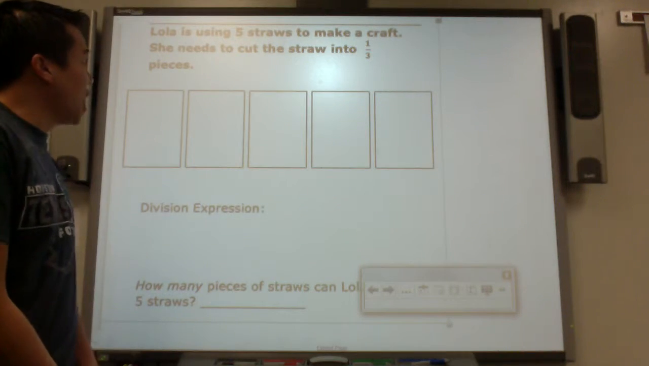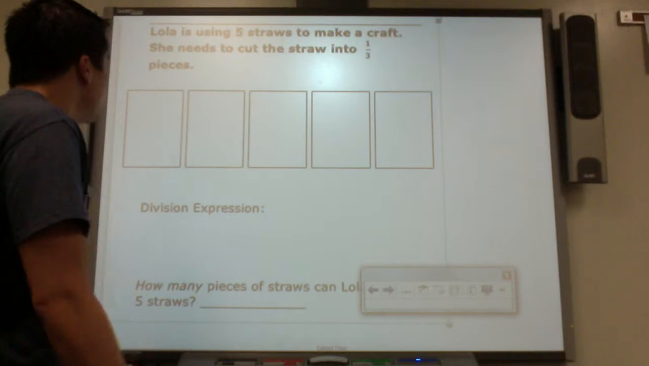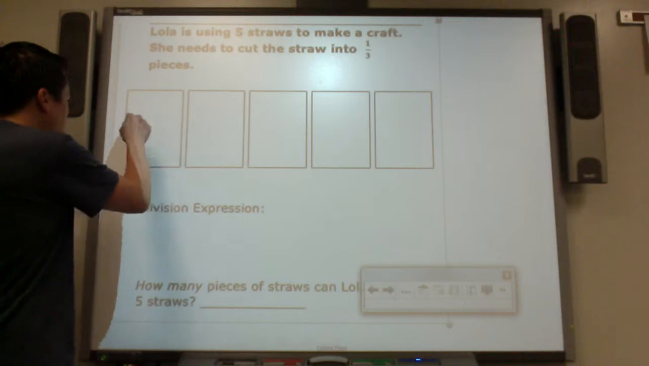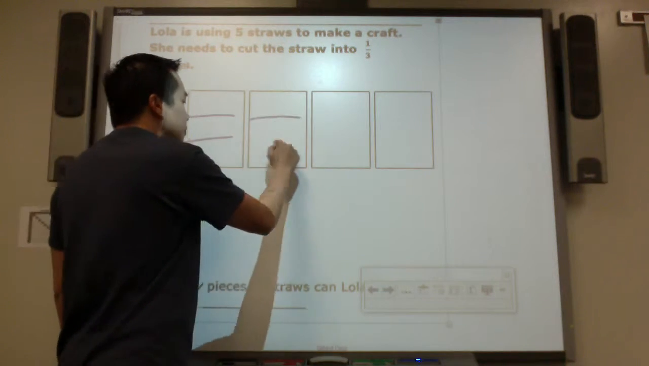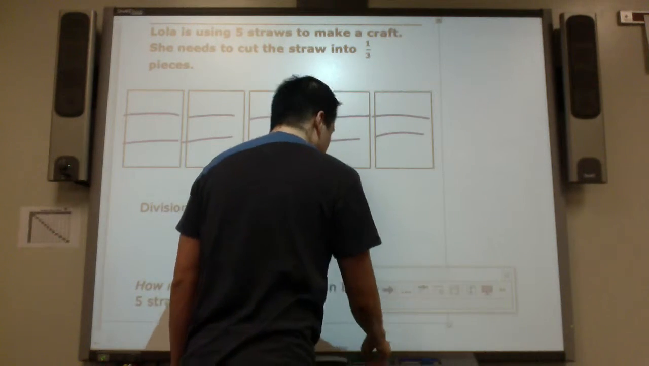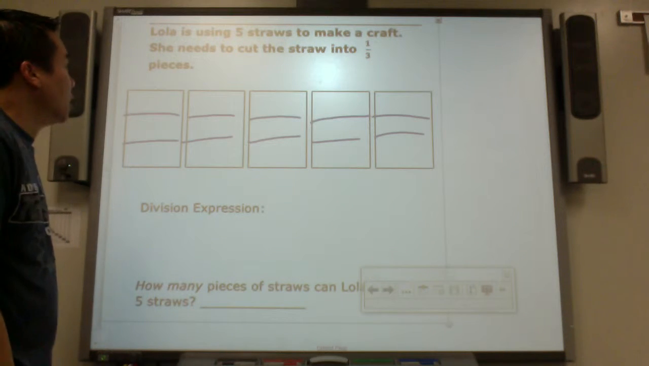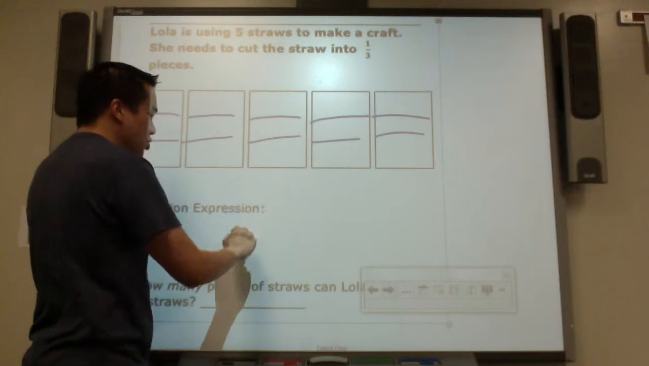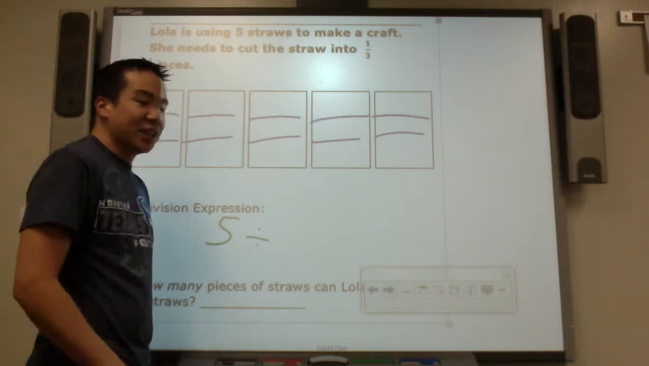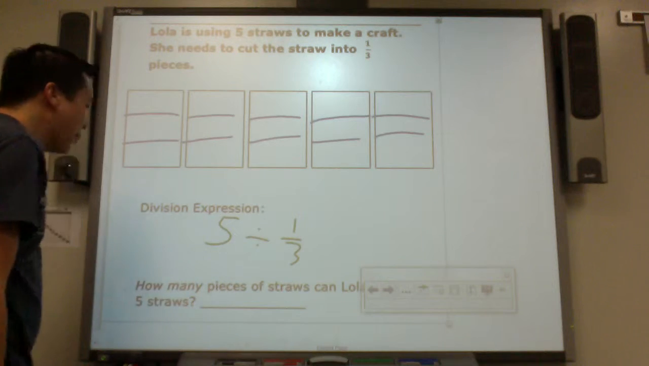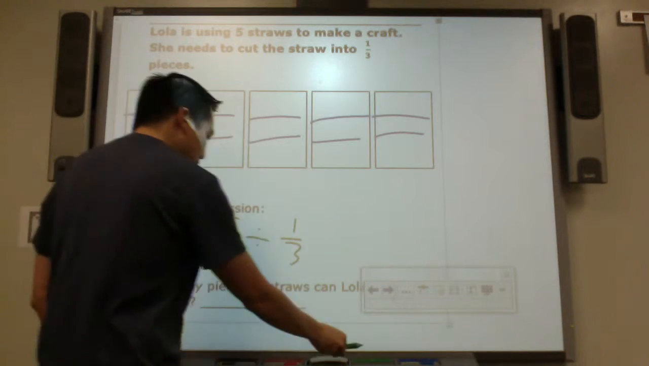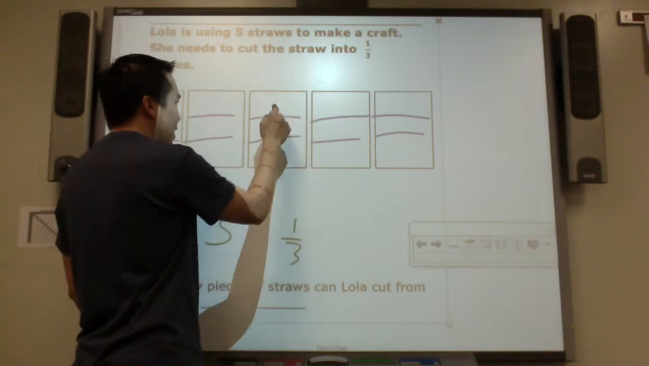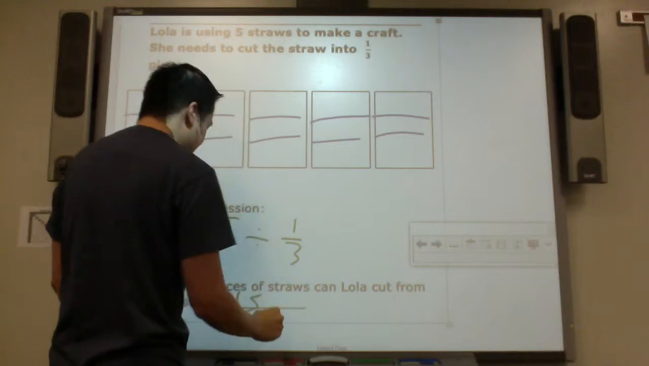So Lola is using 5 straws to make a craft. She needs to cut the straws into 1/3 pieces. So cut these straws into thirds. All right, how would you write this as a division problem? So you start with how many straws? 5. And you're dividing it into thirds. How many pieces of straw can Lola cut from these 5 straws? 1, 2, 3, 4, 5, 6, 7, 8, 9, 10, 11, 12, 13, 14, 15 pieces.